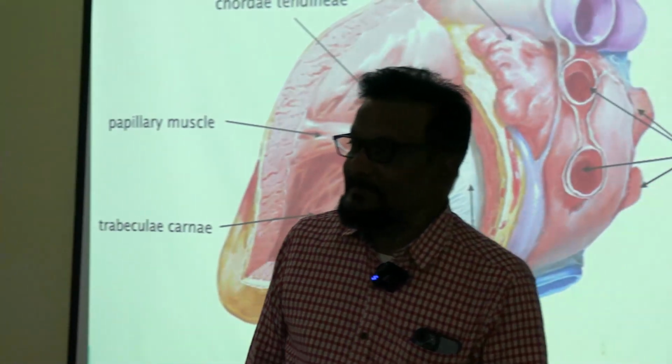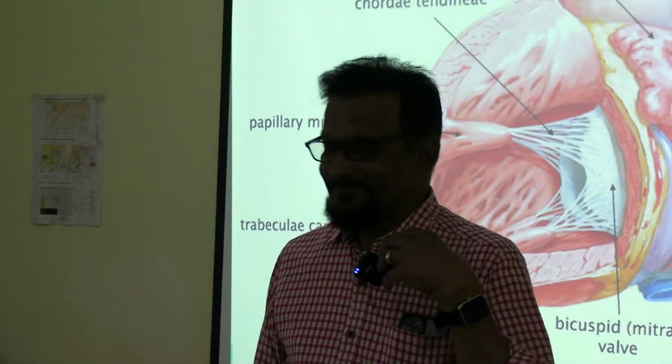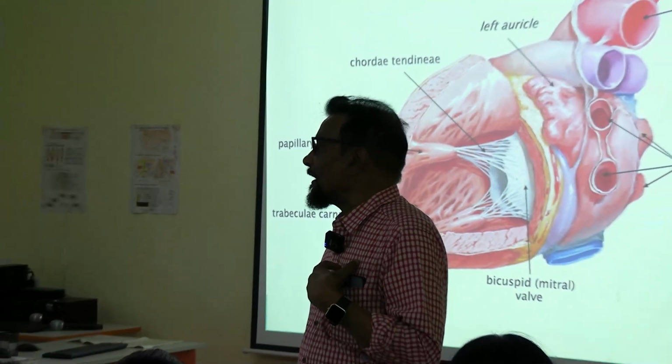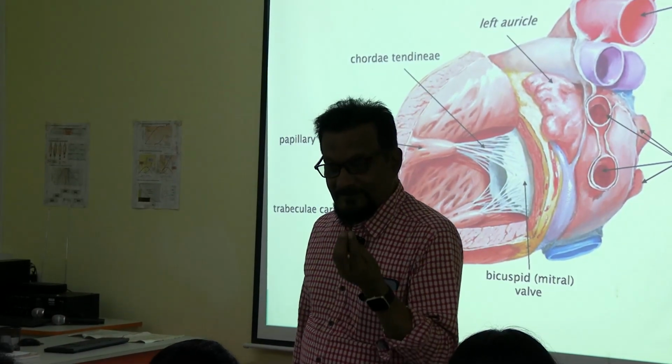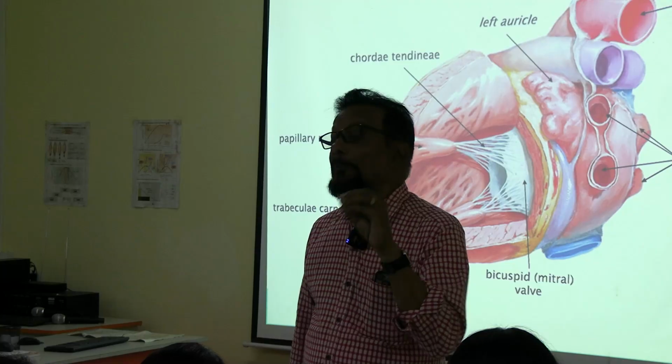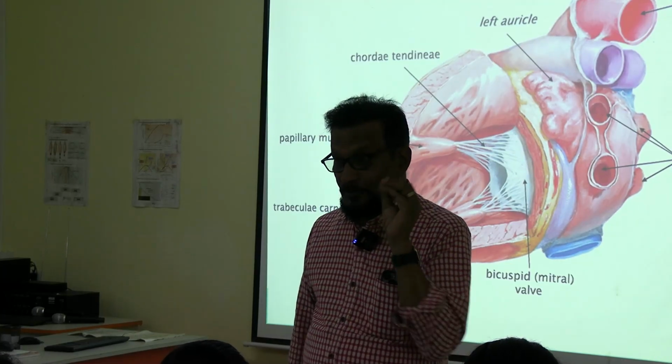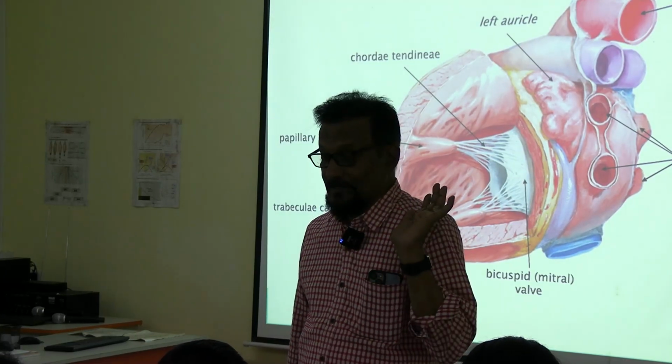This can happen in any valve. If it is happening in the aortic valve, aortic sclerosis. It may happen in the pulmonic valve. In any valve it can happen. Particularly those who are suffering from arthritis, rheumatoid arthritis, there is a chance of developing sclerotic heart disease, meaning there will be sclerosis of the valves. So whenever somebody is suffering, immediate precaution has to be taken.